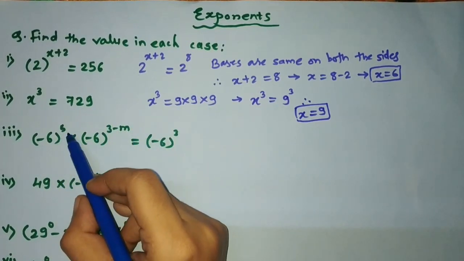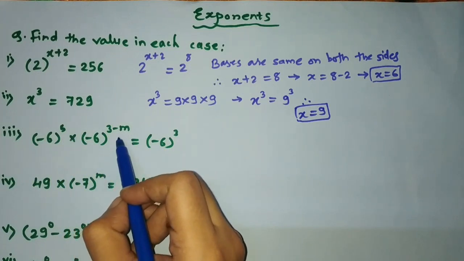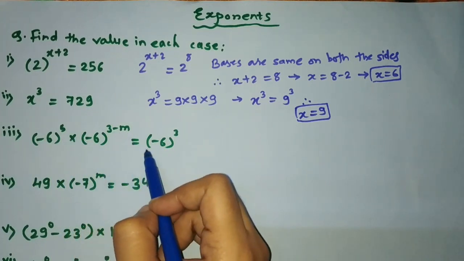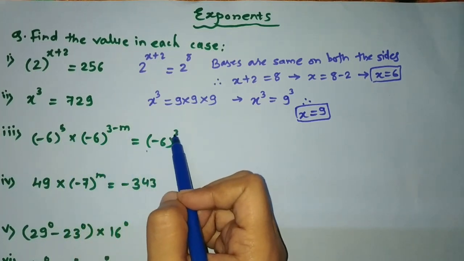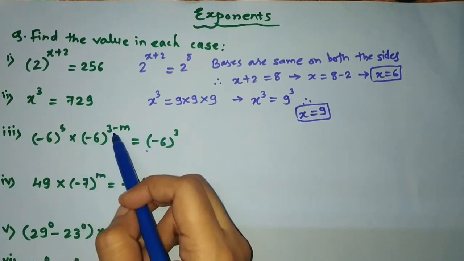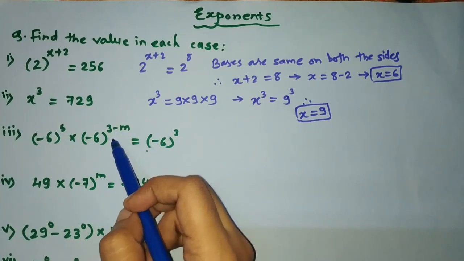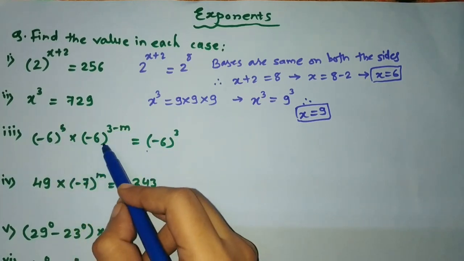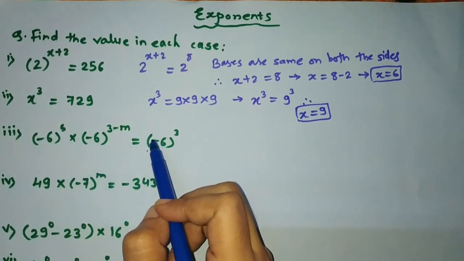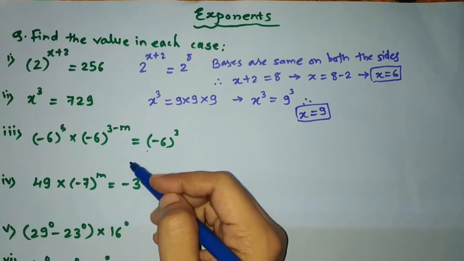Now we'll go for another question. Minus 6 to the power 5 into minus 6 to the power 3 minus m is equal to minus 6 to the power 3. We need to find the value of m, which is unknown here. Notice that minus 6, minus 6, minus 6, the bases are the same, which means half of our problem is already solved.